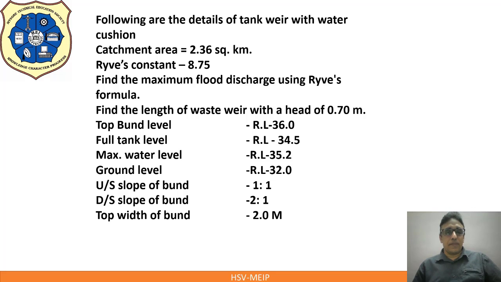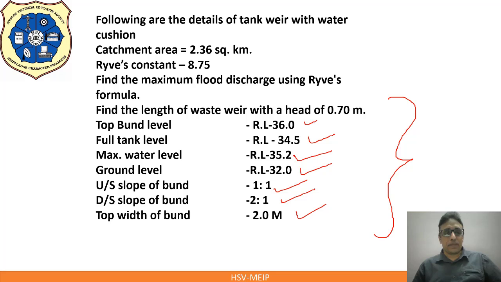Top bund level 36 meter. FTL, full tank level, 34.5. Maximum water level 35.2. Ground level 32.0. Upstream slope, downstream slope, top width of the bund. These are the bund details given. In the bund, one portion may be the waste weir.